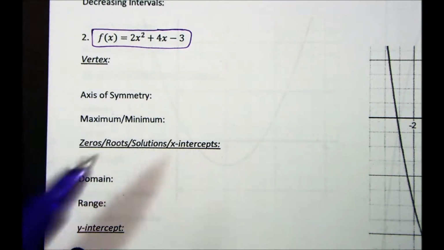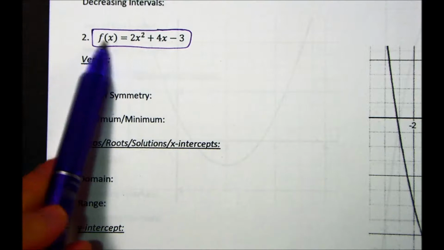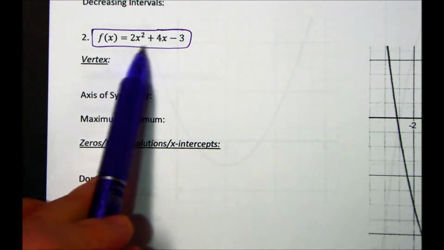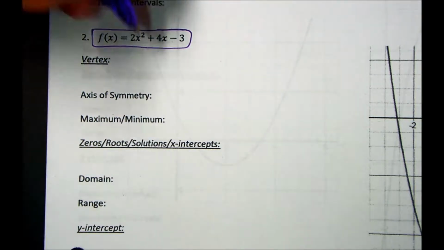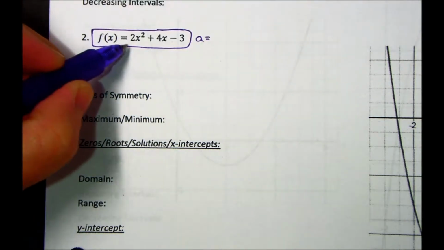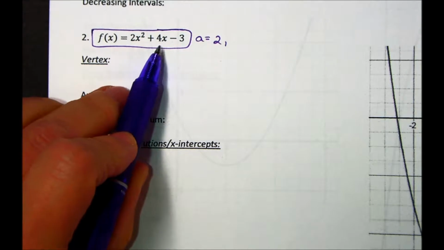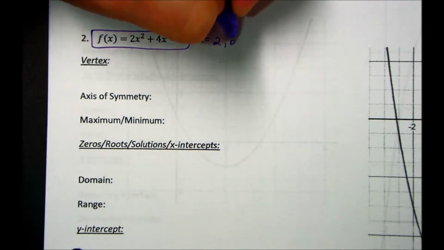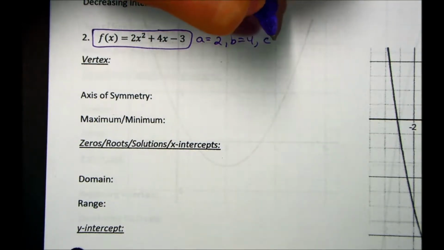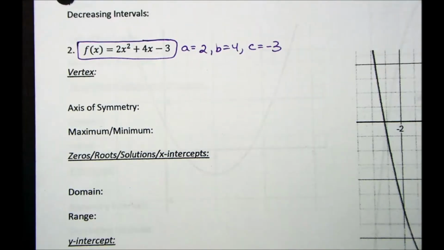So you need to show algebraically how you would find the vertex if all you were given was the equation in standard form. So this is standard form, and from standard form, the a value is the coefficient of your x squared, which is 2. The b value is your coefficient of the x term, which will be 4. And the c value is your constant, in this case -3.